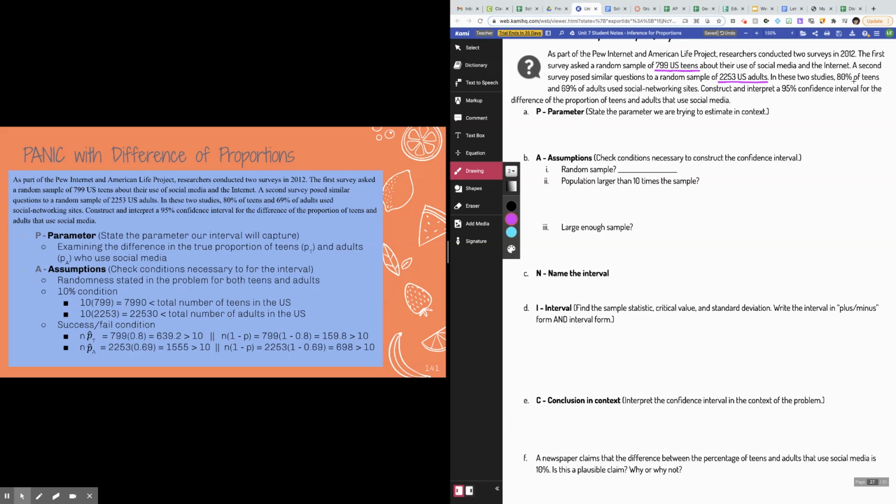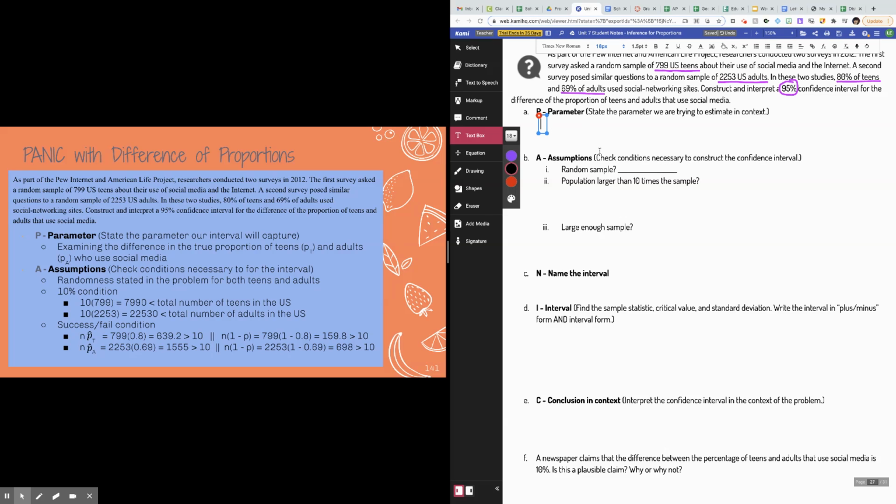In these 2 studies, 80% of teens, so that's my true value, not my true value, sorry, these are my sample proportions, right? Because we're talking about within the 2 studies. So 80% of teens and then 69% of adults used social networking sites. So the question here is to construct and interpret a 95% confidence interval for the difference of proportions of teens and adults that use social media, okay? So let's go ahead and go through our 5 steps.